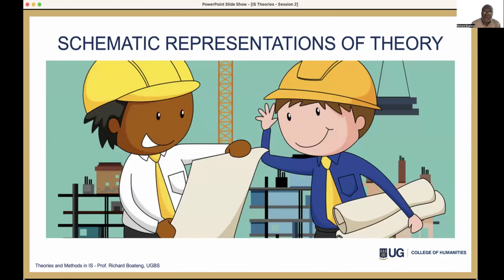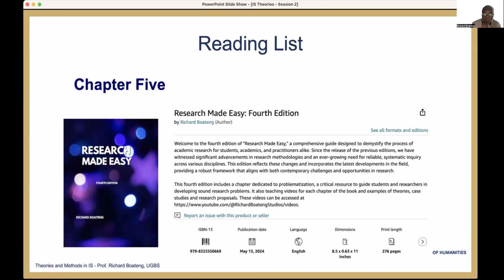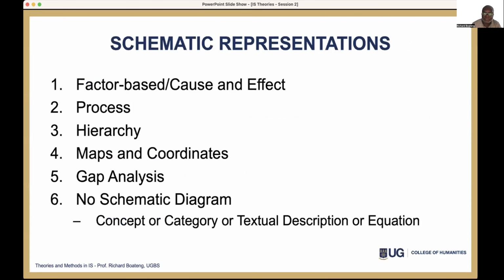Okay, so let's go straight to the schematic presentations of a theory. How have theories been schematically represented in research or in their theoretical forms? That brings us to chapter 5 of the book we are using to guide us, and the first chapter of the other book that I showed you, the book on information system theories. Now, there are several schematic representations of theories.